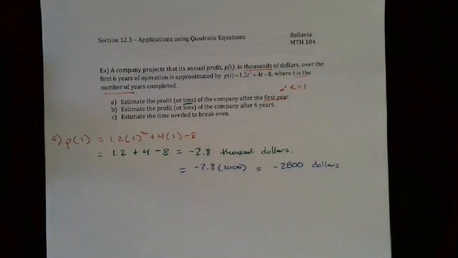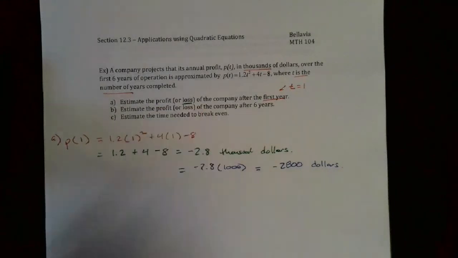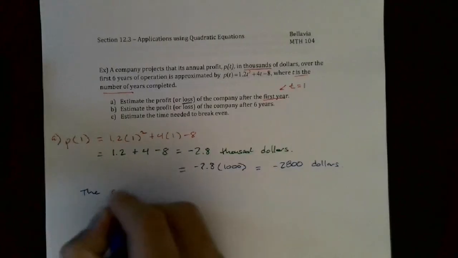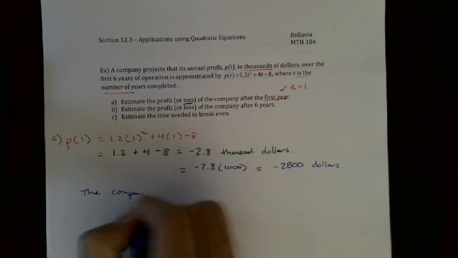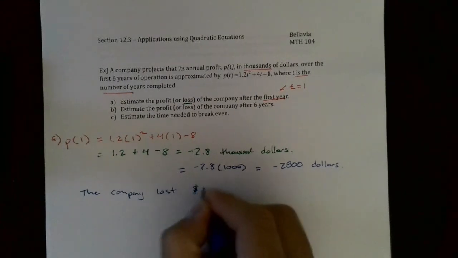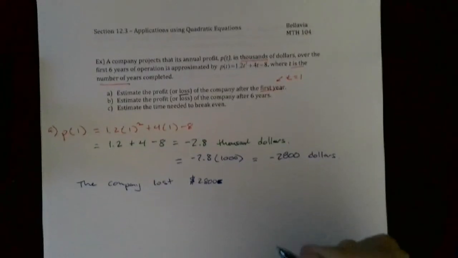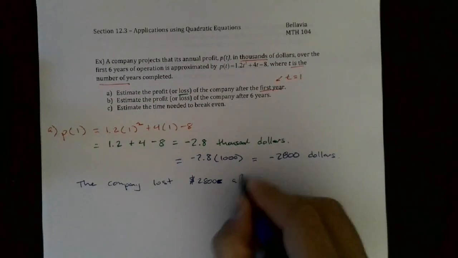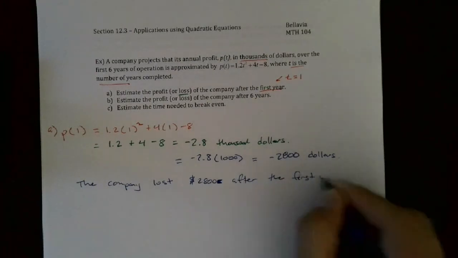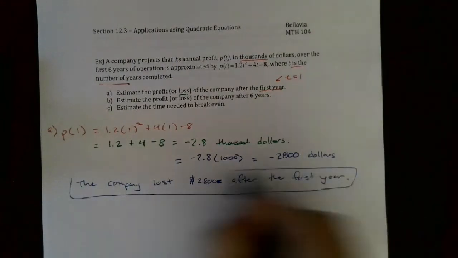So what does that mean? Well, if it's negative, that means your profit isn't a profit at all, it's a loss after the first year. So the company, just as a sentence, you should write it for yourself too: the company lost $2,800 after the first year. That's what this tells us.